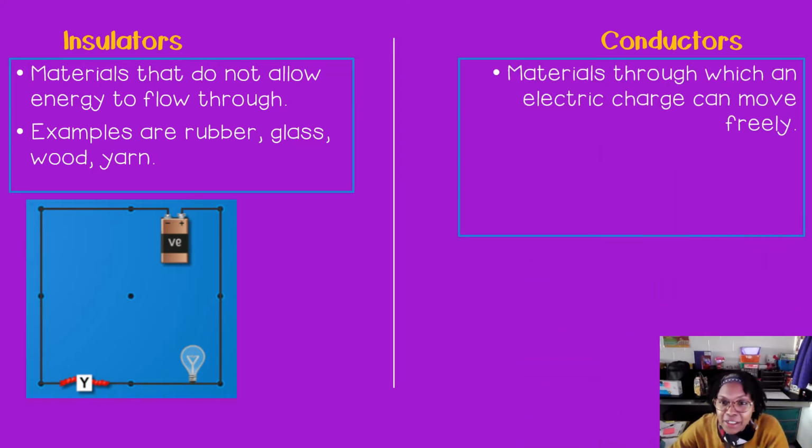Conductors allow materials to flow through them freely. So, materials through which electric charge can move freely. A conductor allows that electrical energy to be able to flow, and it is working, and that electrical energy is cruising through. Remember, a conductor is pretty much telling something or someone where to go.